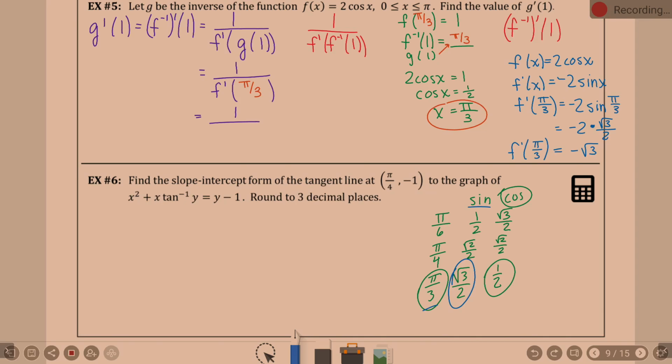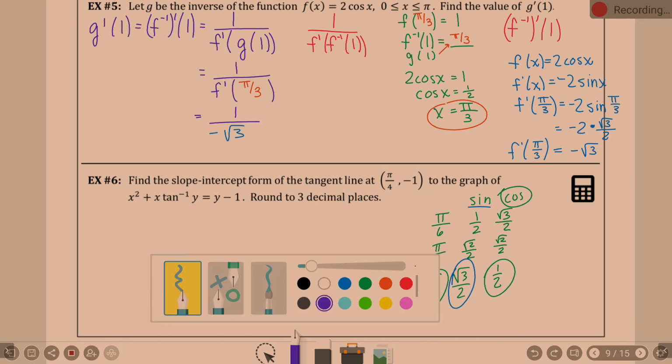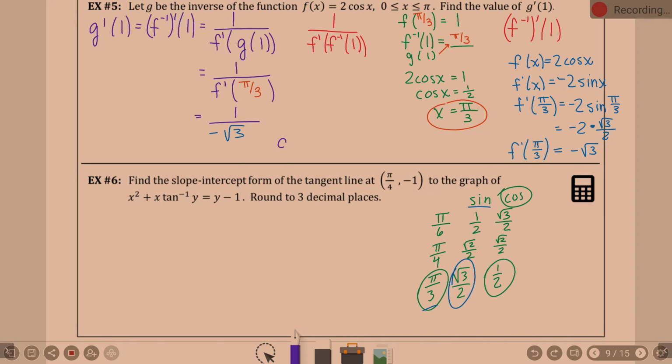So g prime of 1. I have it listed as negative 1 over square root of 3. I didn't rationalize. Could you rationalize? Sure, if you remember how. It'd become negative square root of 3 over 3 if we rationalized. Yeah, because you multiply top and bottom by square root of 3, yes? Okay, I'm going to erase my lovely little chart, but that was helpful at the moment, wasn't it?